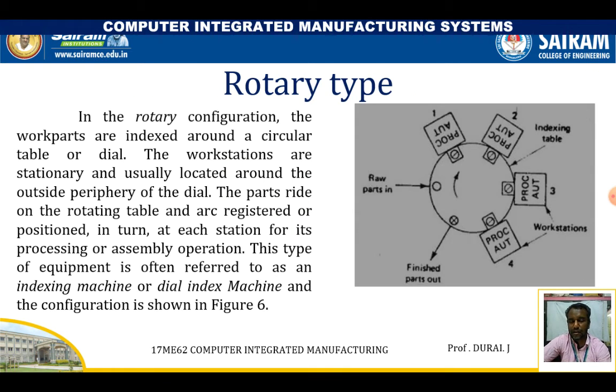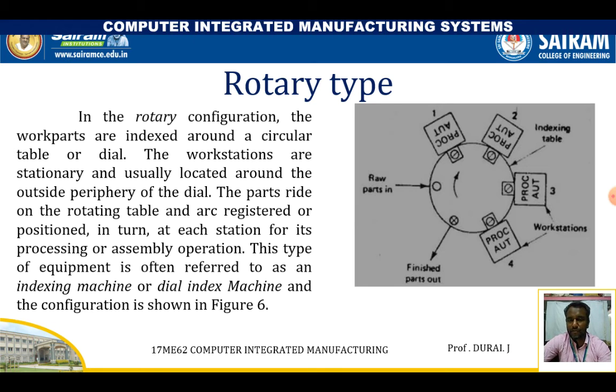Then comes the last one, called the rotary type method. In the rotary type method, it is employed for small types of jobs, and the number of machines connected in the rotary type will be very minimum, very few. At most 5 to 8 machines are connected over here.